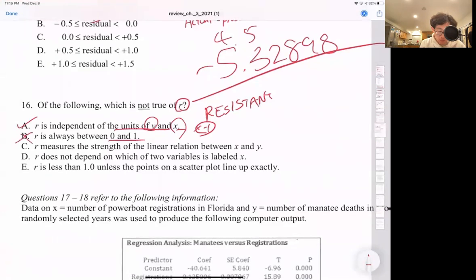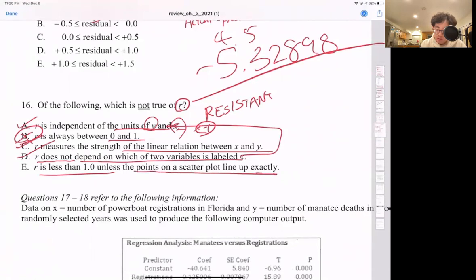R is between, nope, it's always going to be between -1 and 1. So I think I found my answer already. It's B. R measures the strength of the linear relation between X and Y. Absolutely true. R does not depend on which two variables are labeled as X. Like I said, that's very closely related to choice A. R is less than 1 unless the points in the scatter plot line up. Exactly true. So it's going to be B for this one.